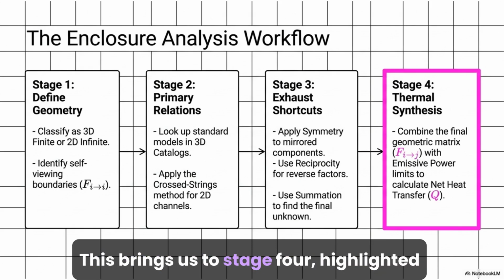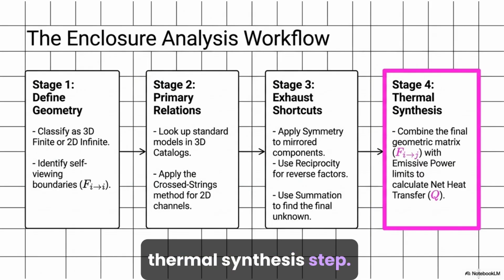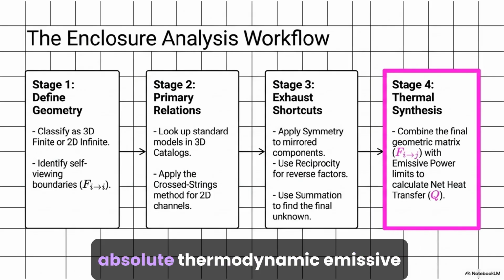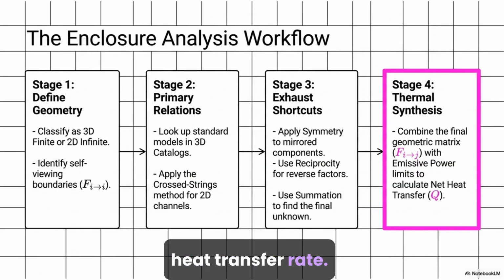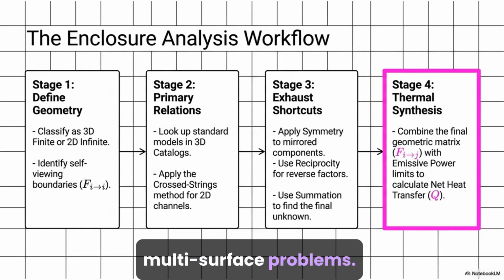This brings us to Stage 4, highlighted in bright pink, which defines our final thermal synthesis step. This is where we combine our fully solved geometric view factor matrix with our absolute thermodynamic emissive power limits to calculate the final net heat transfer rate. Following this workflow step by step prevents you from getting lost in multi-surface problems.